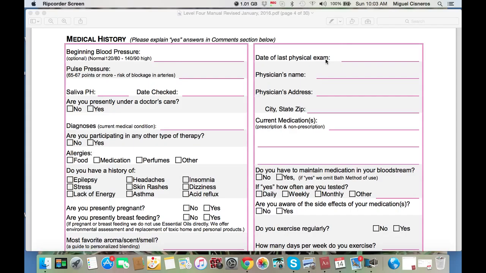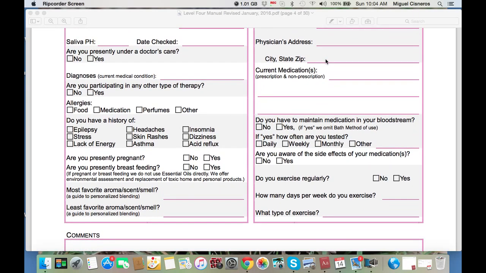You test it. If they have to maintain a certain amount of medication, they test it either daily, weekly, usually weekly, or monthly. Are you aware of the side effect of your medication? Yes or no? If they say yes, you ask them, what are they? More times than not, they're not aware of the side effects of their medication. It's very hard even for doctors to be aware of many of the side effects of medication.